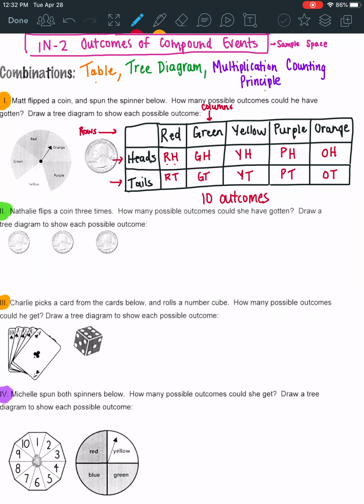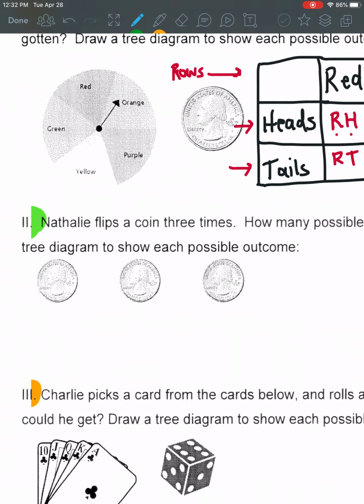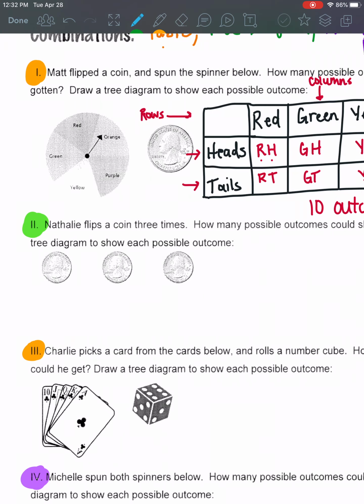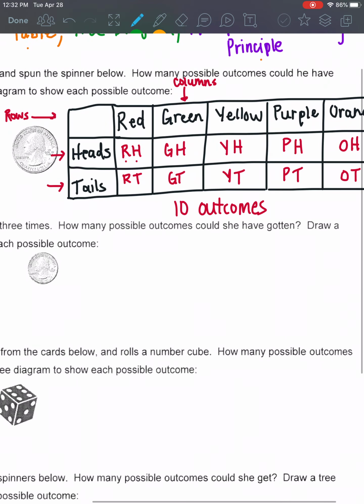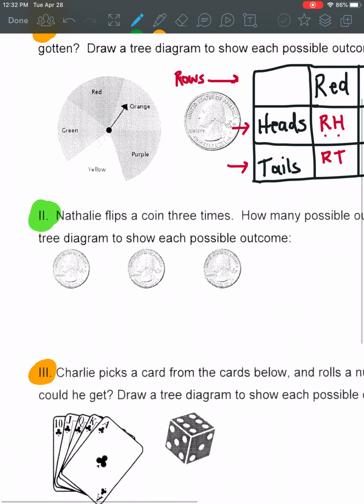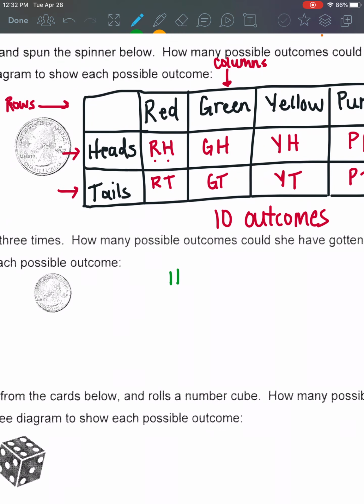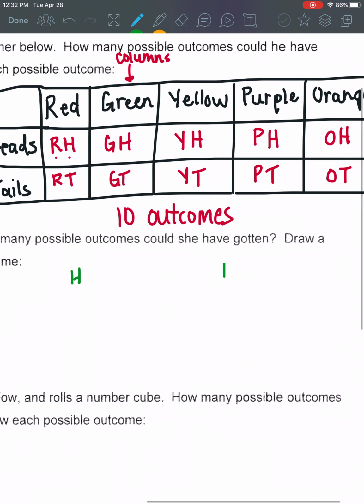Now, let's look at a tree diagram. So I'm keeping it consistent up there. Natalie flips a coin 3 times. How many possible outcomes could she have gotten? When you draw a tree diagram, I often see, okay, well, flipping a coin, there's 2 possible outcomes, so I see 1 and 2. No, instead, we want to actually list out what the possible outcomes are. So if we flip this coin, what could we get? We could either get a heads or a tails.